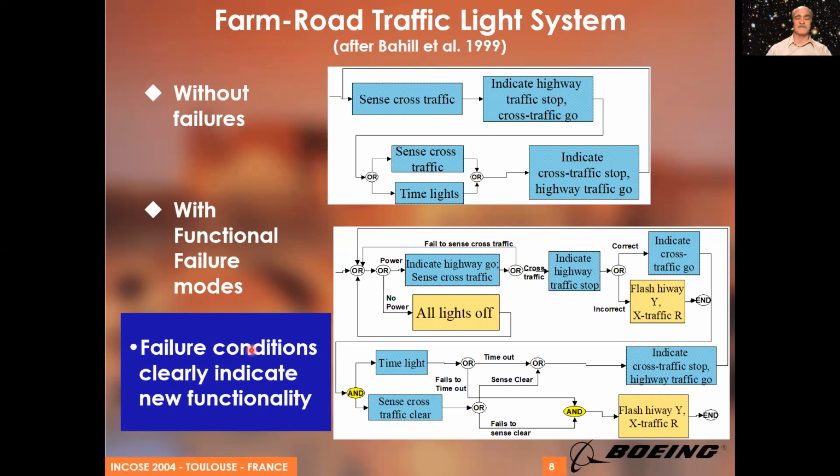If there's no failures, everything works like it's supposed to. Traffic light system senses that the farmer is there, tells the highway traffic to stop, tells the cross traffic to go, senses that the cross traffic is completed or it times out the lights, then returns the system back to its default condition of the highway traffic gets to go and the cross traffic is stopped. If we start asking, well, what happens under condition of certain failures?